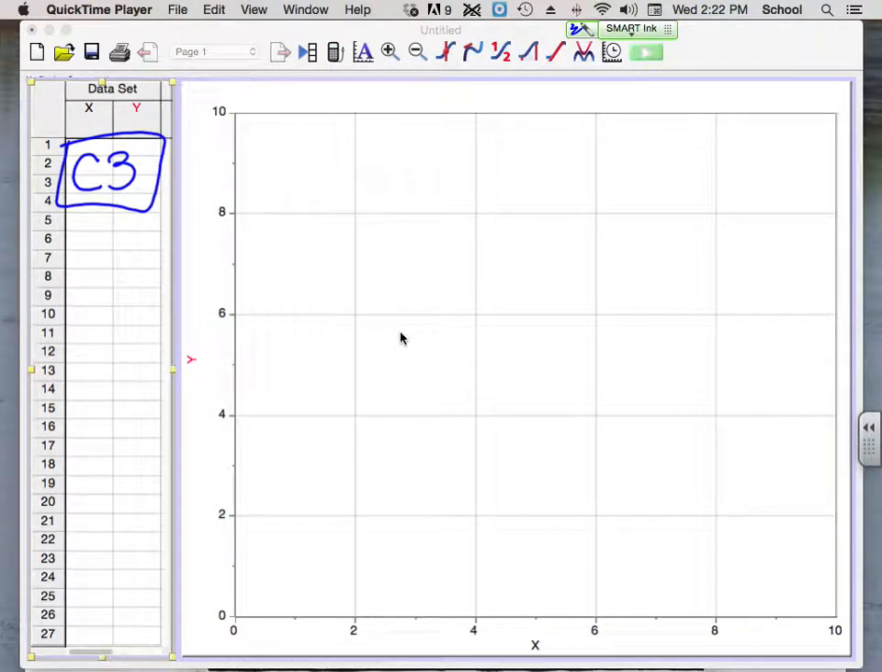So, C3, we have a hand grenade that is flying through the air. It's 1.57 kilograms, traveling at 4.28 meters per second.